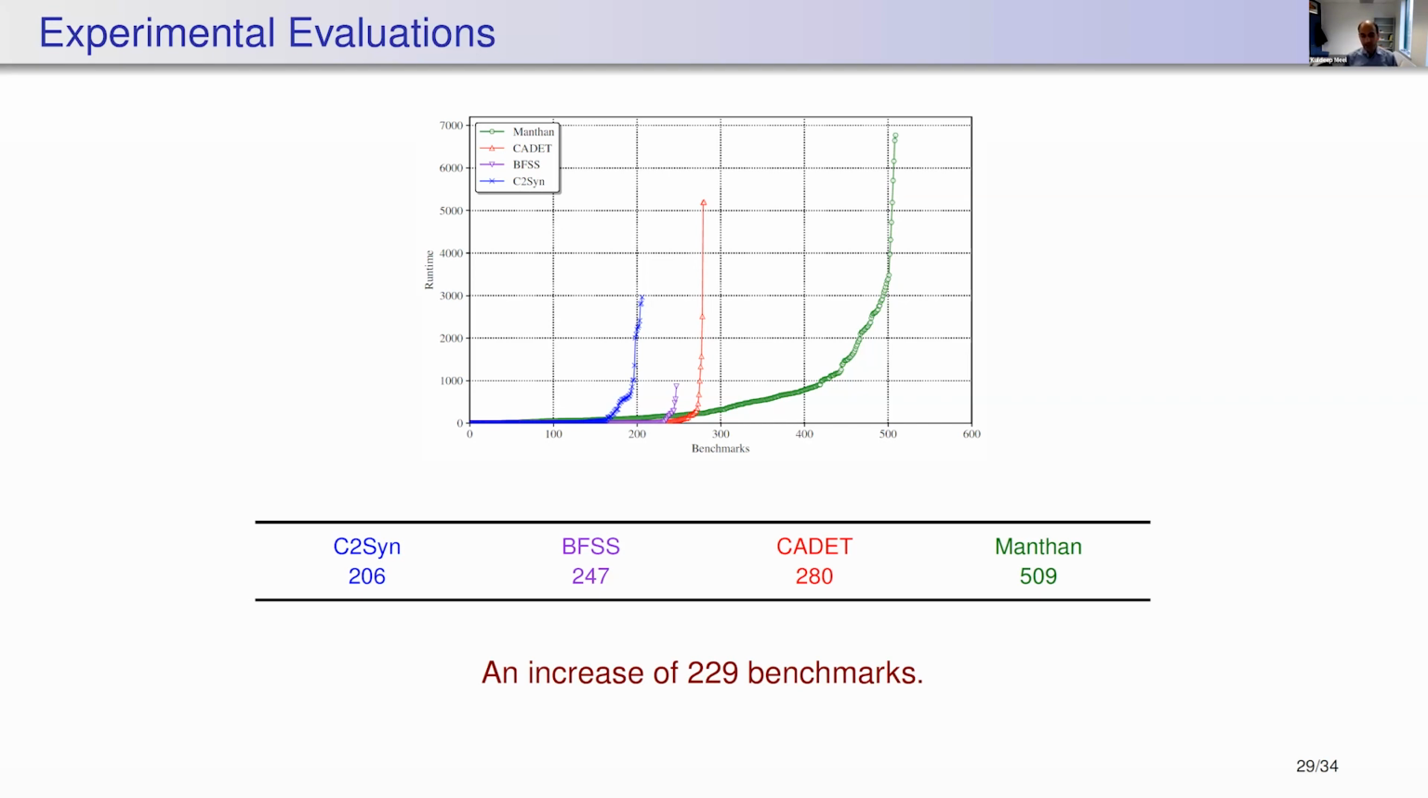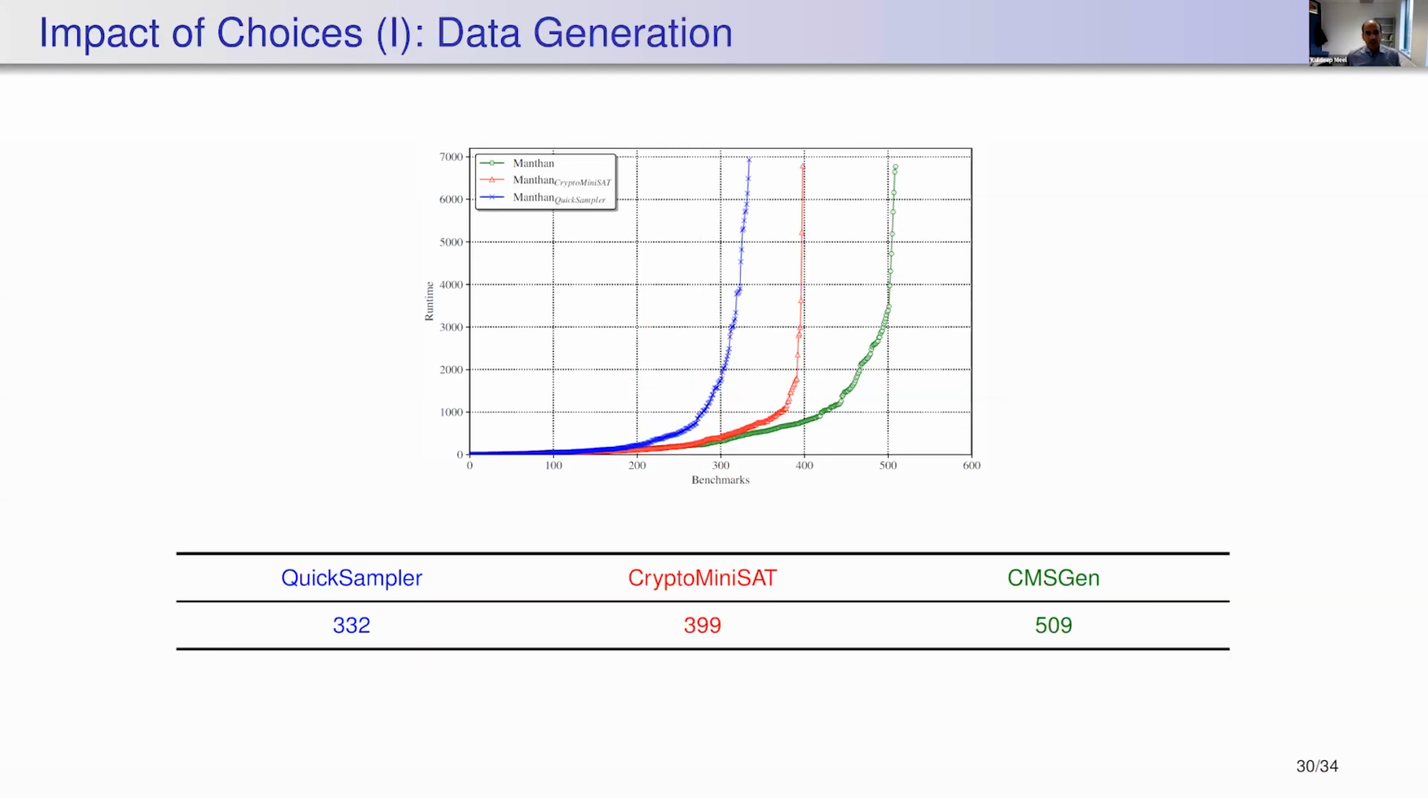So there's a significant increase of 229 benchmarks that we were able to obtain over a period of 3 years. Let me talk a little bit about some of the choices that we made. The first choice was about the samplers. One question is, how much does the quality of the samplers matter?